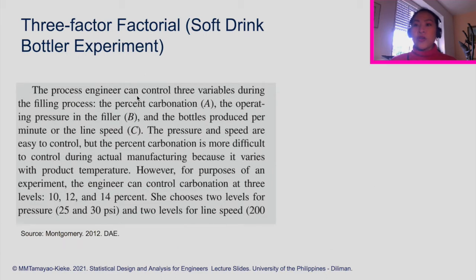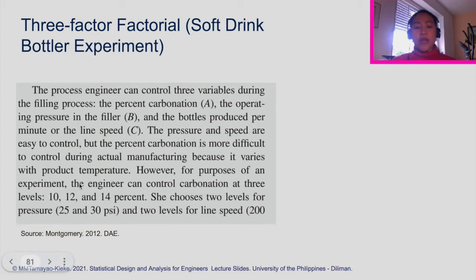Now, the process engineer can control three variables during the filling process: the percent carbonation, which can be denoted as A, the operating pressure in the filler, denoted as B, and the bottles produced per minute or the line speed, denoted as C. The pressure and speed are easy to control, but the percent carbonation is more difficult to control during actual manufacturing because it varies with product temperature.